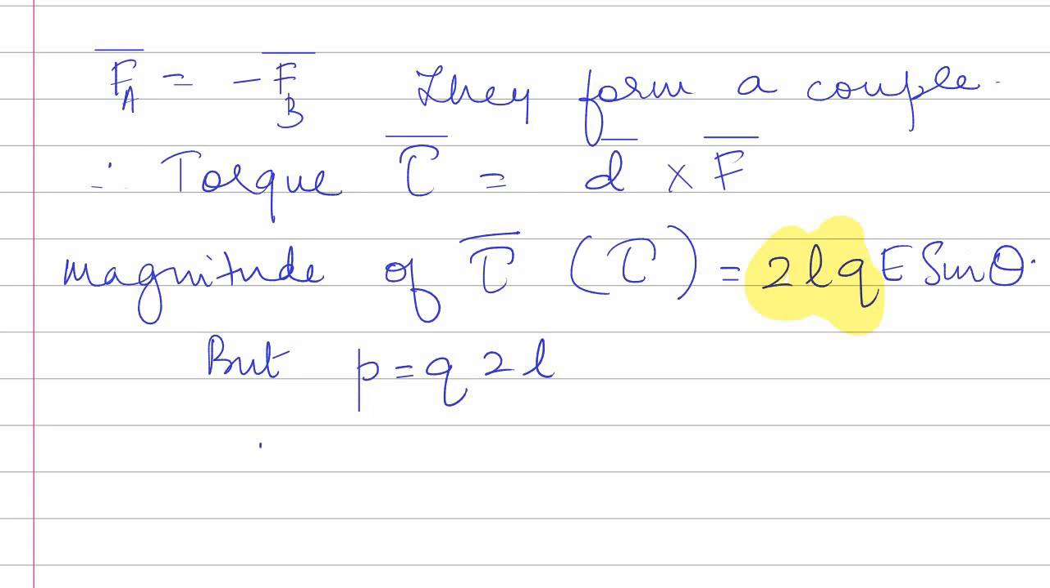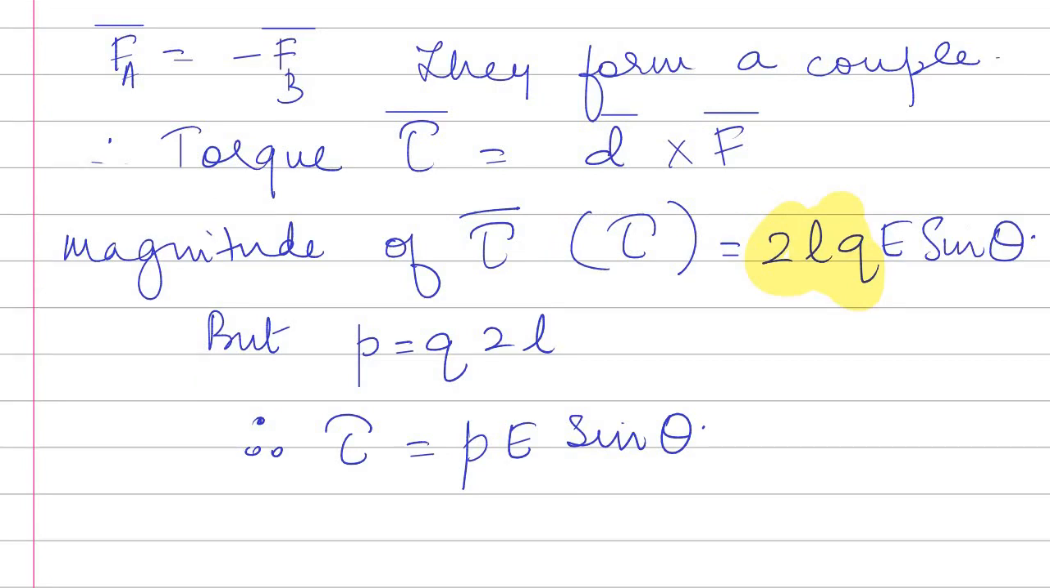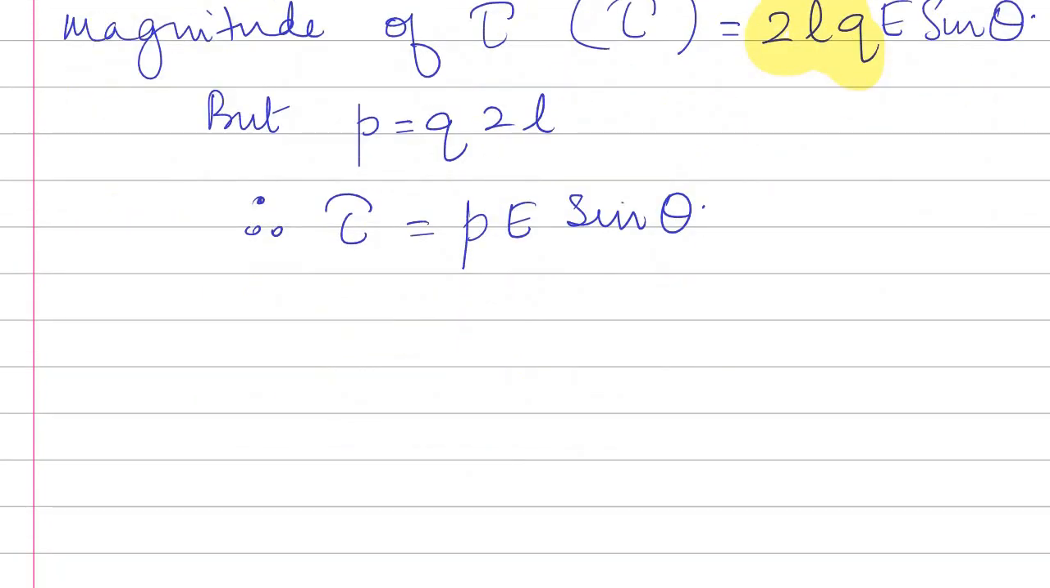Therefore the magnitude of torque tau would be equal to PE sine theta, which if we write in vector form, would be tau bar is equal to P bar cross E bar.